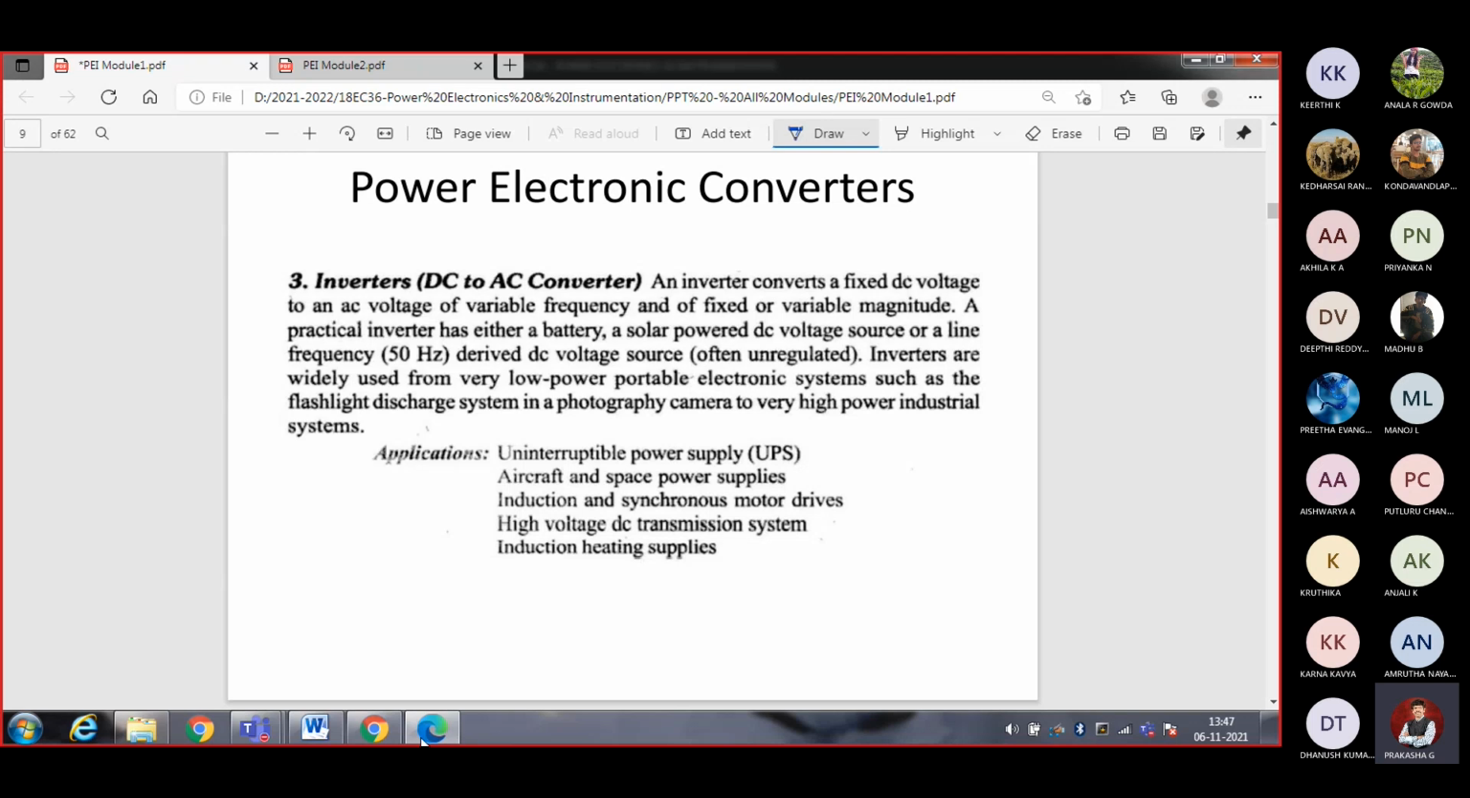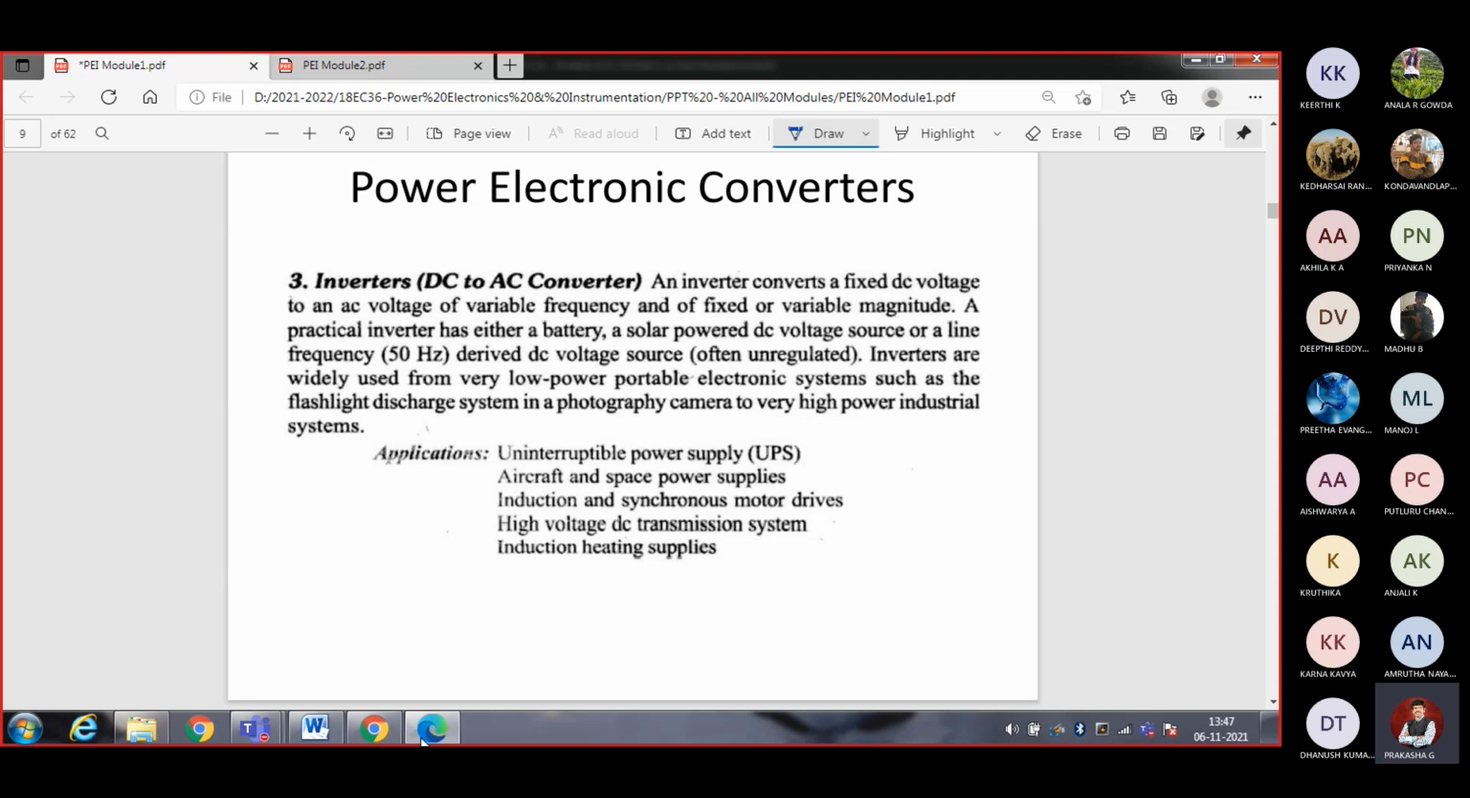So your home lighting system, if there is no regular power to your home lighting system, we can have a battery which can be converted into AC signal. DC to AC conversion will be done by your inverters.